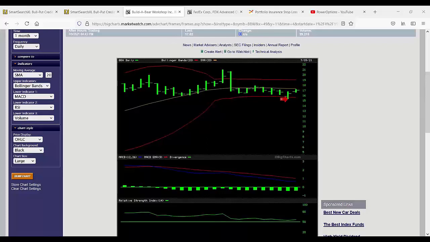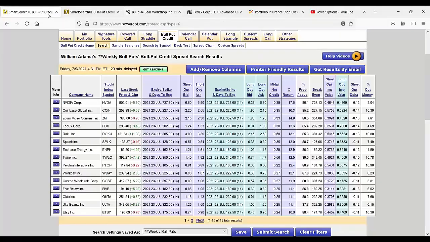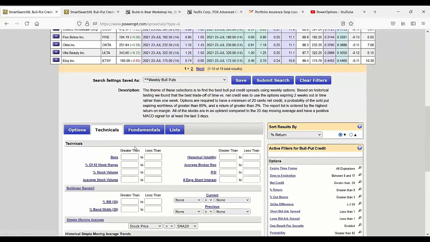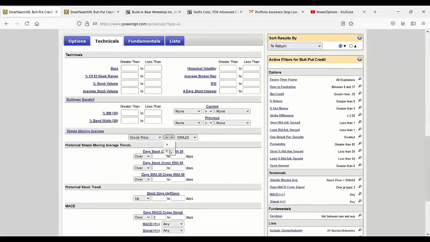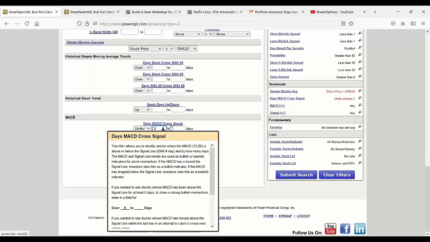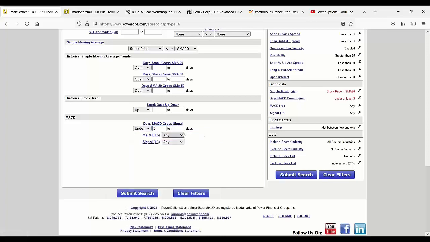Let's take a look very quickly at a bear call credit spread. Yeah, I'll go back. Oh, I don't have it up there. So let me shift everything, actually. I still look for bull puts, but I just want to show you a chart. I'm going to switch this. We're going to look for stocks that are under the SMA 20. And I'm going to change it to MACDs where the MACD has crossed the signal line by at least 3 days. I don't want it to be negative, but let me go ahead and just run this search.